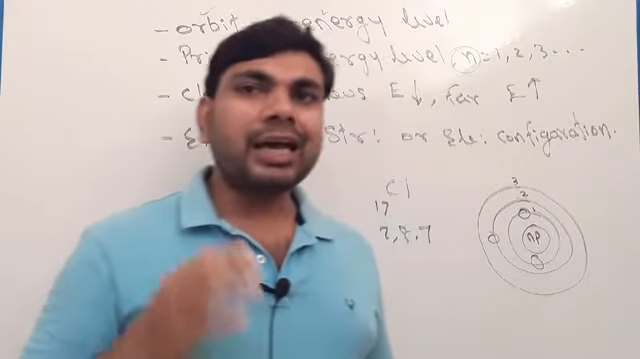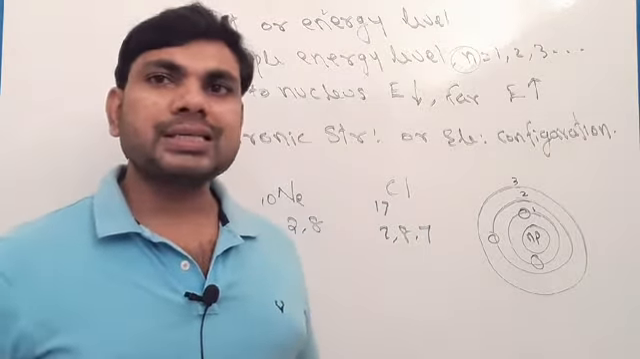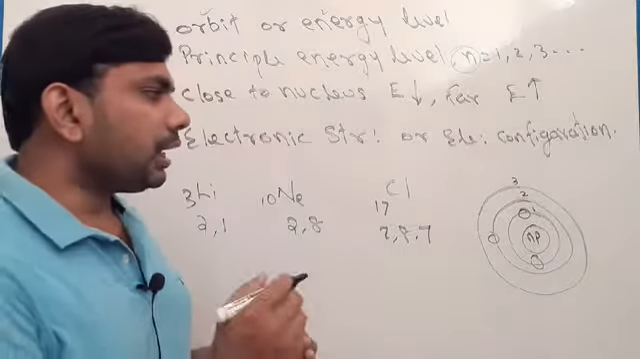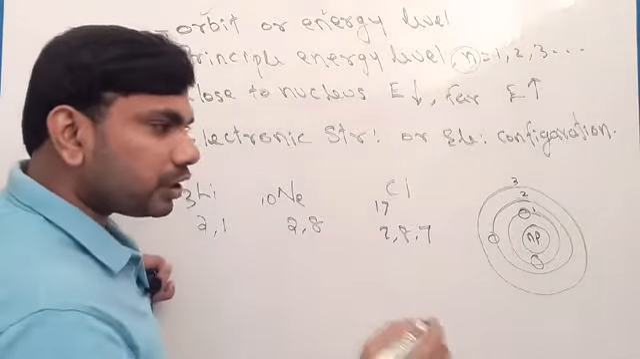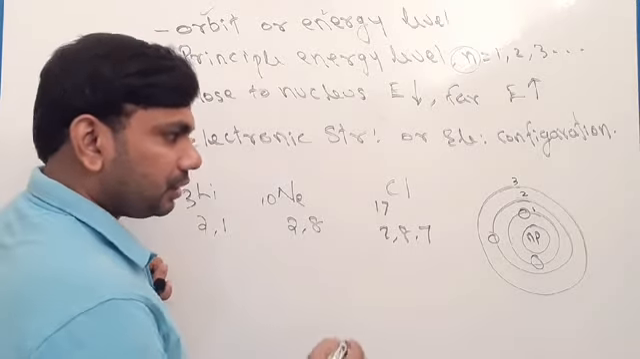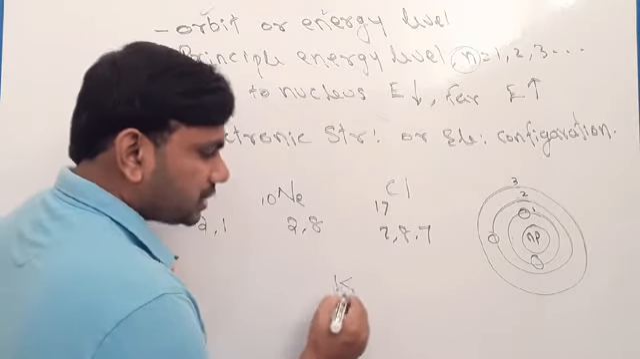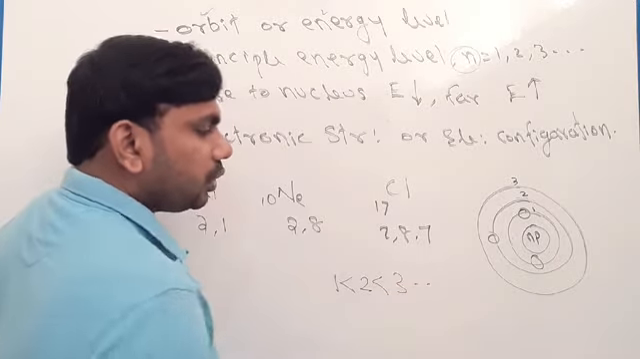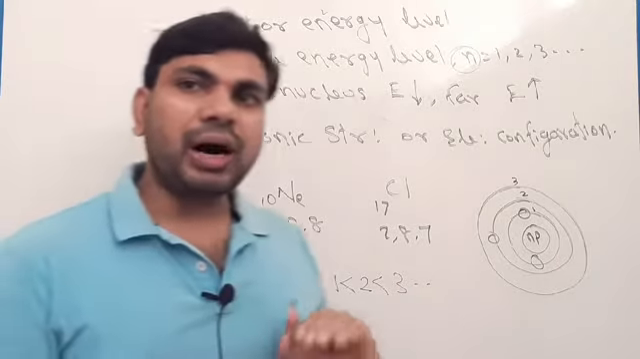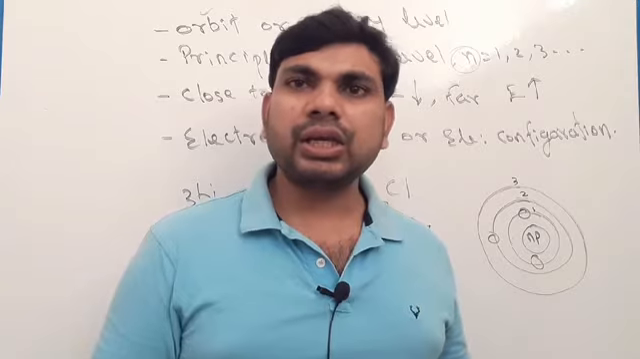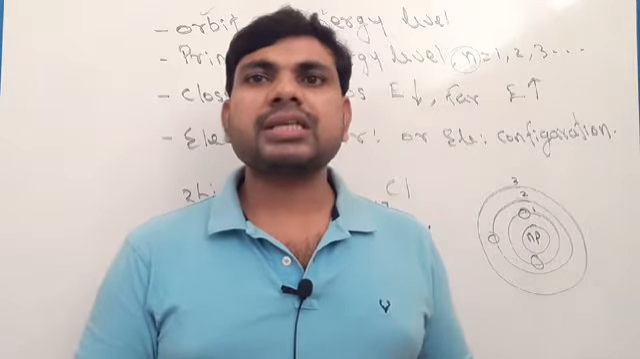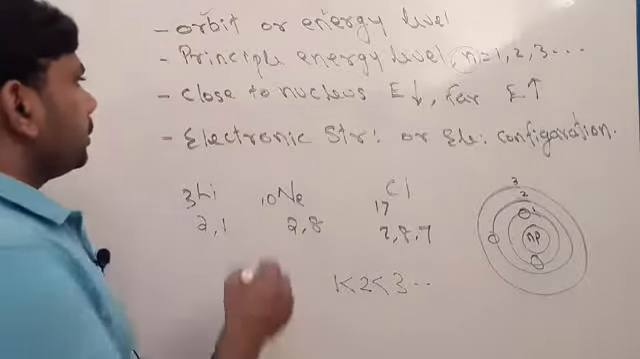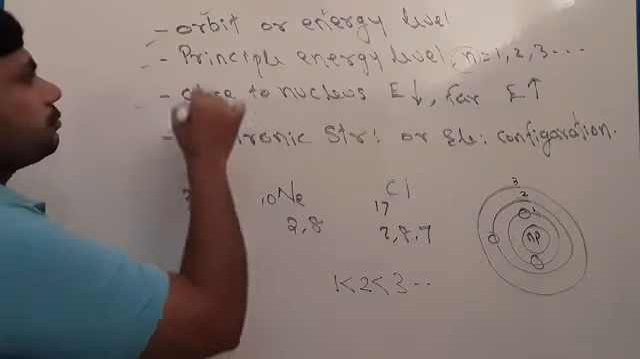The orbit or energy level far from the nucleus has more energy. Here you can arrange the orbits according to their energy. The first orbit has less energy than the second, which is less than the third, and so on. So the energy level close to the nucleus has lower energy, and the energy level far from the nucleus has higher energy. Clear? So these are the things we have to discuss here.